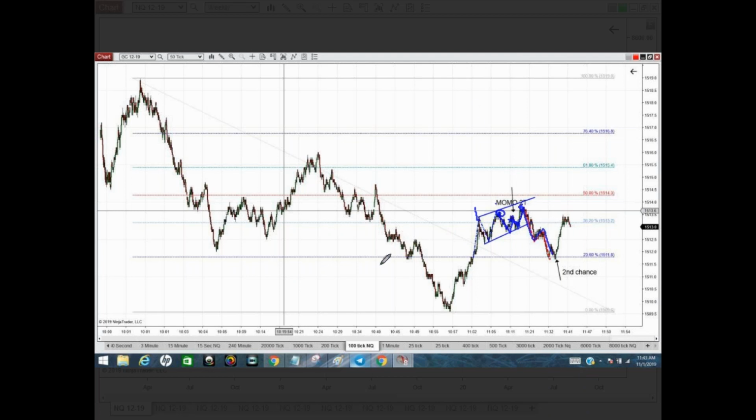Good two-wave pullback here, comes back into some support, does a double tap of support and bounces. And this double tap is what we like to look for with these pivots, these reversal setups. This is a nice two-wave drop here on gold. Momentum picked up on the way back up, which is why it didn't react as well off the 76.4 as it did over here.